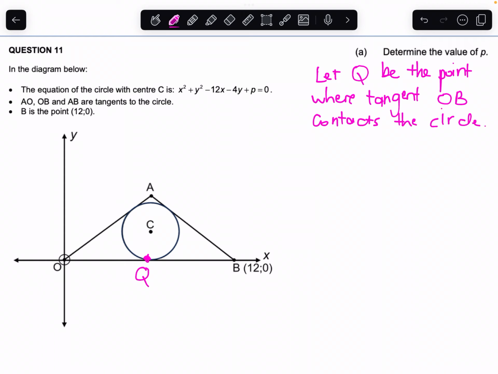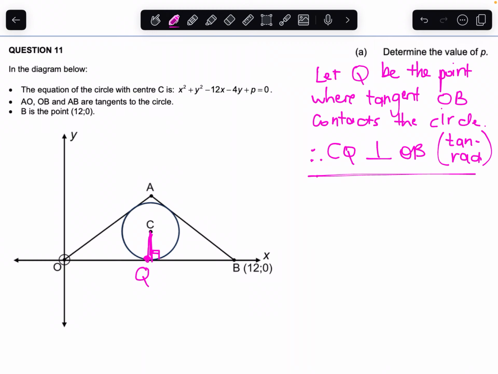Possibly I don't need to say this now, but anyway, let's see it through. And therefore, CQ is perpendicular to OB, and that is because of tan rad. Okay, so I've shown that there's that relationship. Cool. So we've established that. We'll come back to it just now.